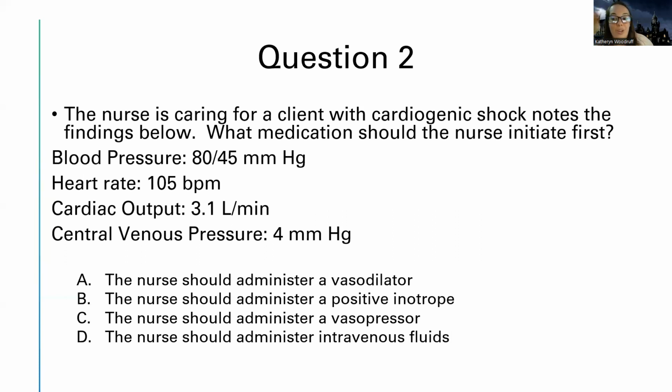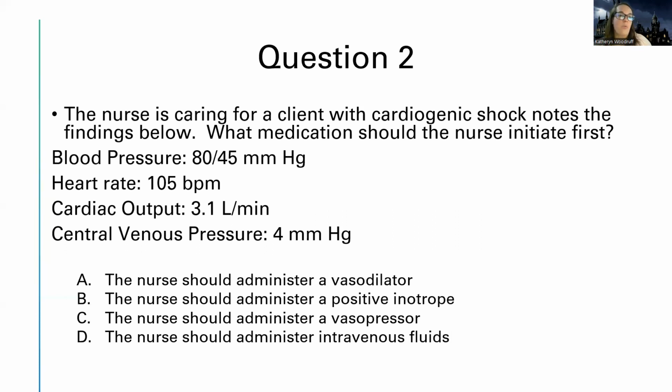But then I have to go back to the question. And the question says the nurse is caring for a client with cardiogenic shock. And if they're in cardiogenic shock, this is a heart pumping problem. So if I give a vasopressor, it may help to increase their blood pressure, but it's not necessarily going to help with their cardiac output because it's not going to help their heart to pump better. So, I mean, I might need that, but I don't know if that'll be the first thing I want to do. And so they have a vasopressor and then a vasodilator.